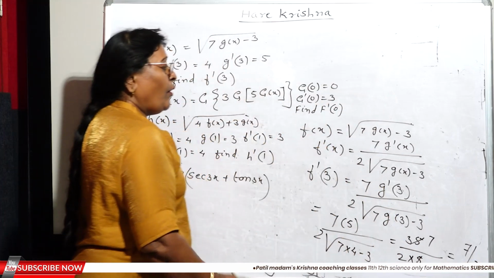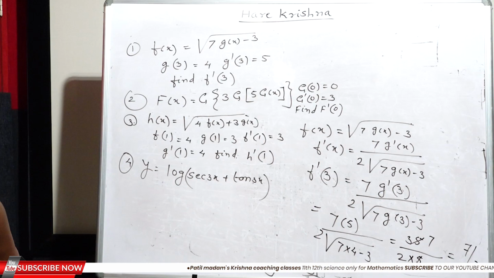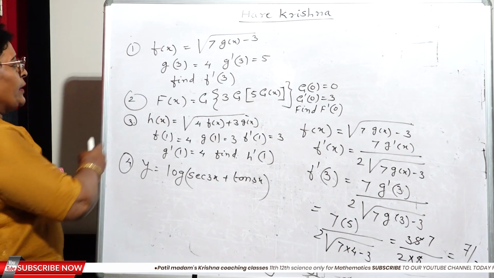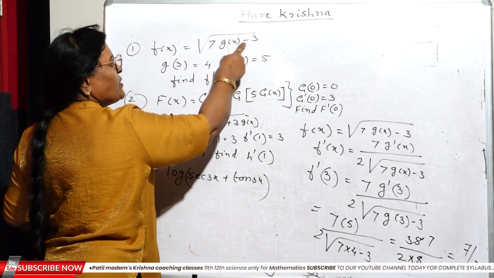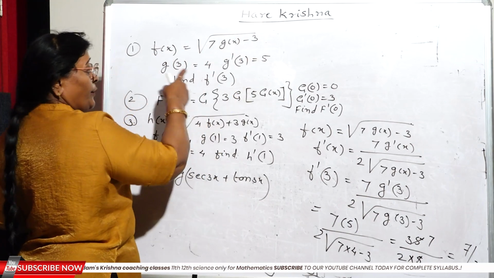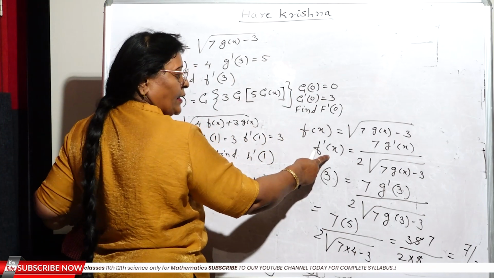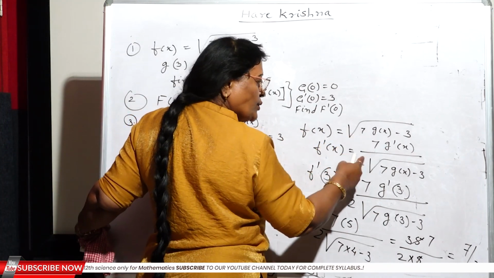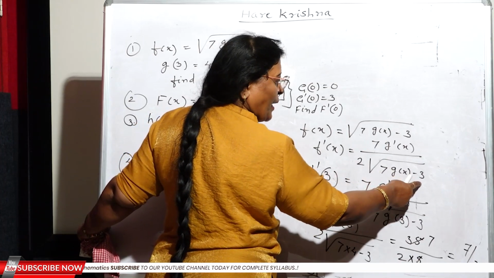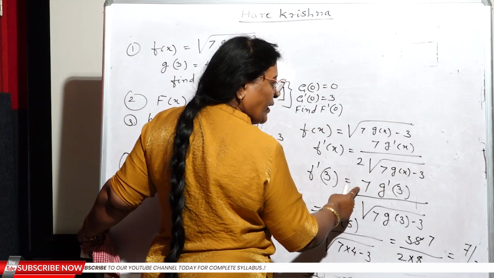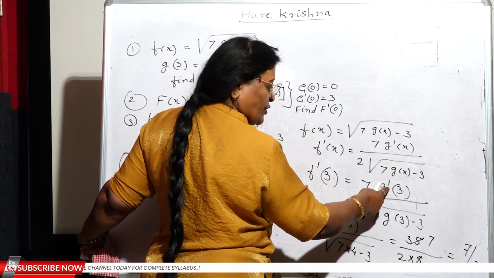Such an example is always asked in the entrance, isn't it? Now again see here the second example. Here this is the first one, isn't it? F of x is equal to root of 7g(x) minus 3. You want to find out f dash 3. First you have to differentiate to get f dash x, that is, the derivative of root u is 1/2 root u, so 1/2 root of 7g(x) minus 3, right? Again 7 remains as it is, and what is the derivative of g of x? That is equal to g dash 3.